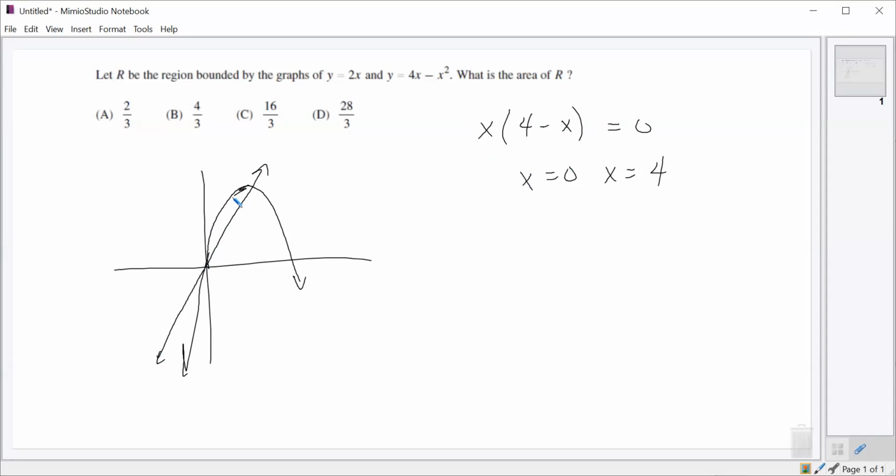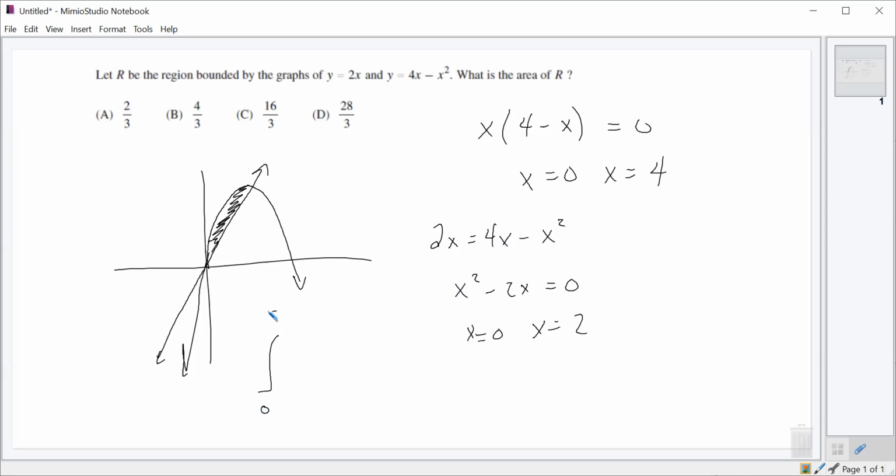So we're looking at this region right here, and we need to figure out where those two functions intersect. We'll do that by solving for x. We'll just get x squared. We add that to the other side, minus 2x equals 0. Looks like those intersect at x equals 0 and x equals 2.